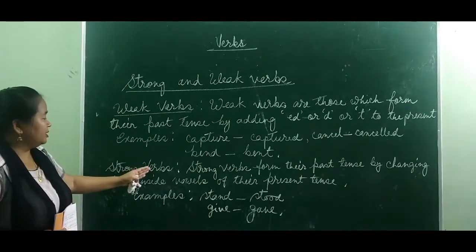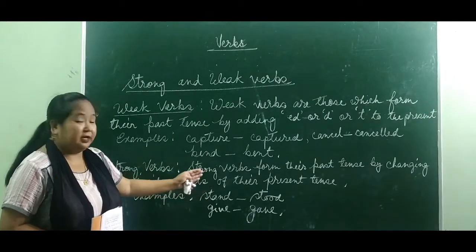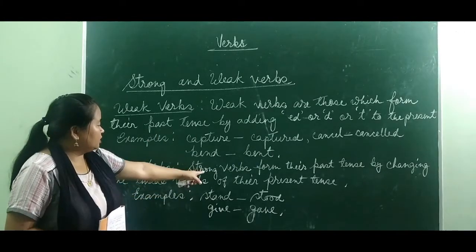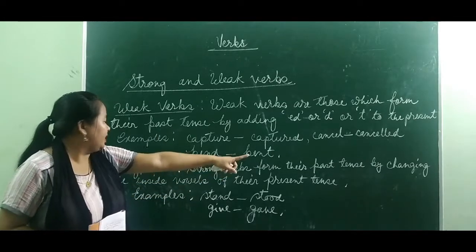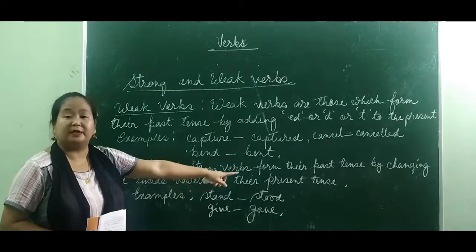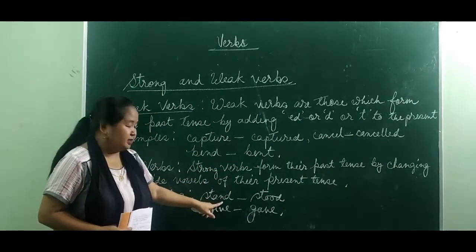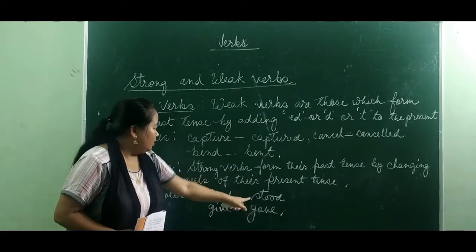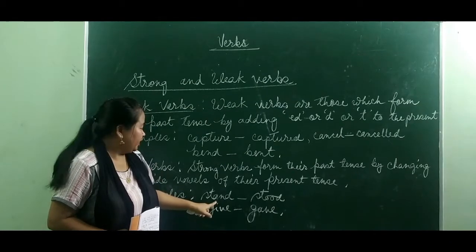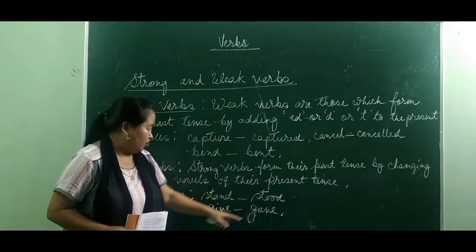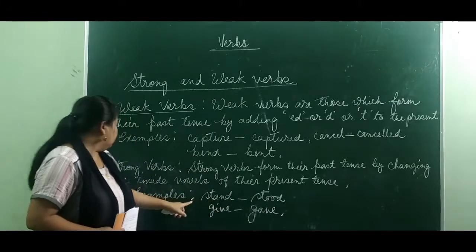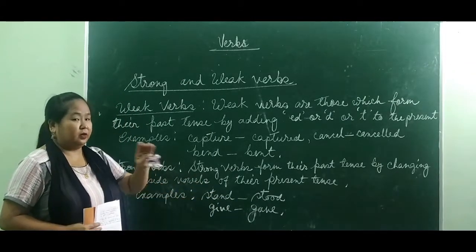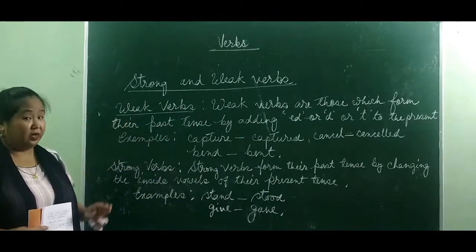And strong verbs are verbs in which we change the inside vowels to form their past tense. So strong verbs form their past tense by changing the inside vowels of their present tense. Now, stand is the present form. To form the past tense, we change the inside vowel: a changes to double o. Give, gave. So I hope you understand what strong verbs and weak verbs are.